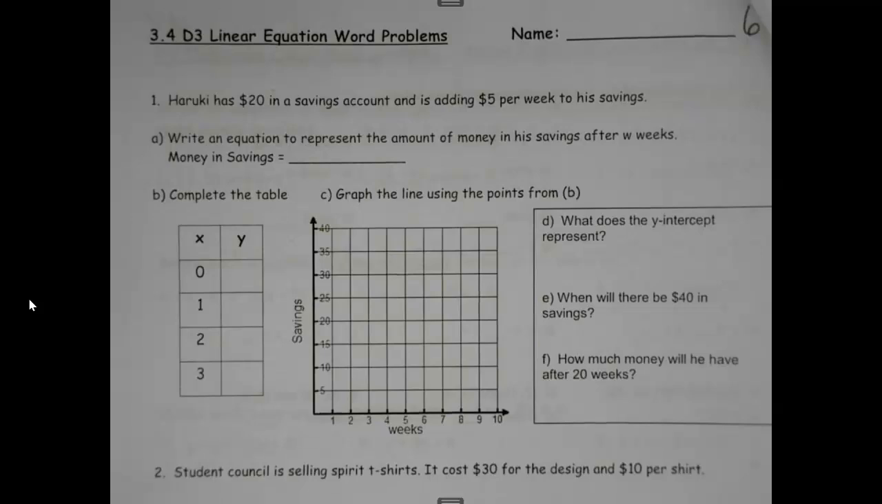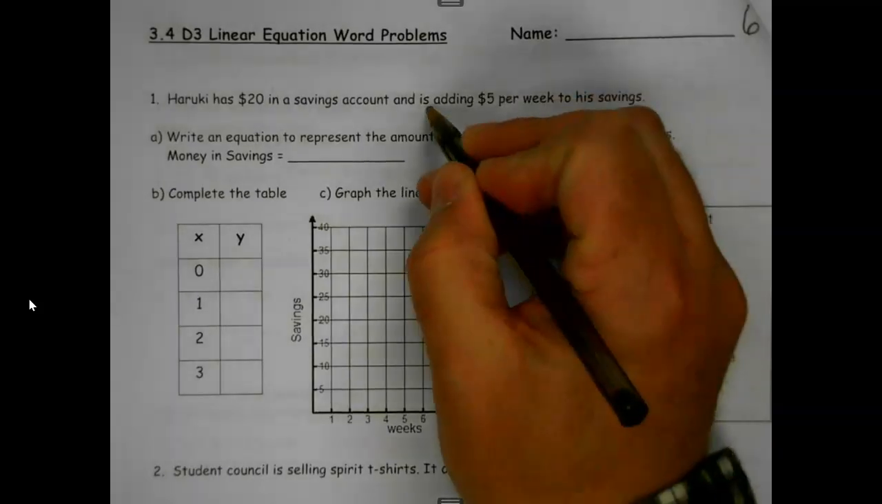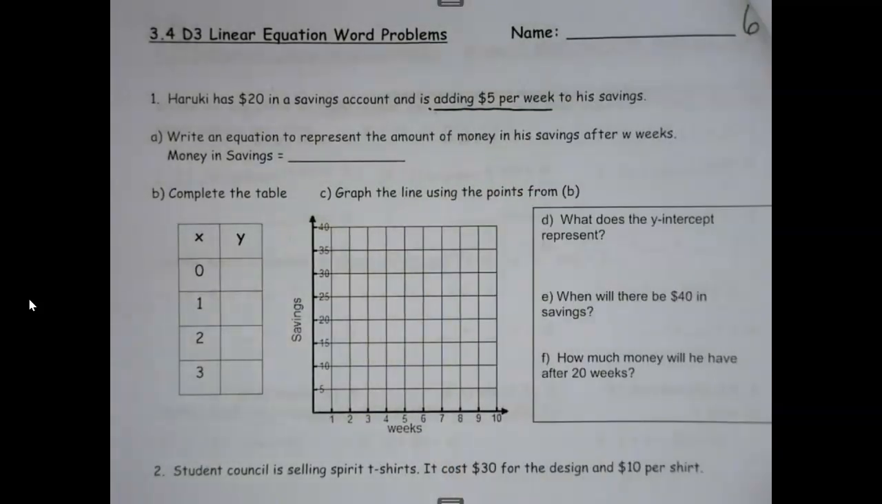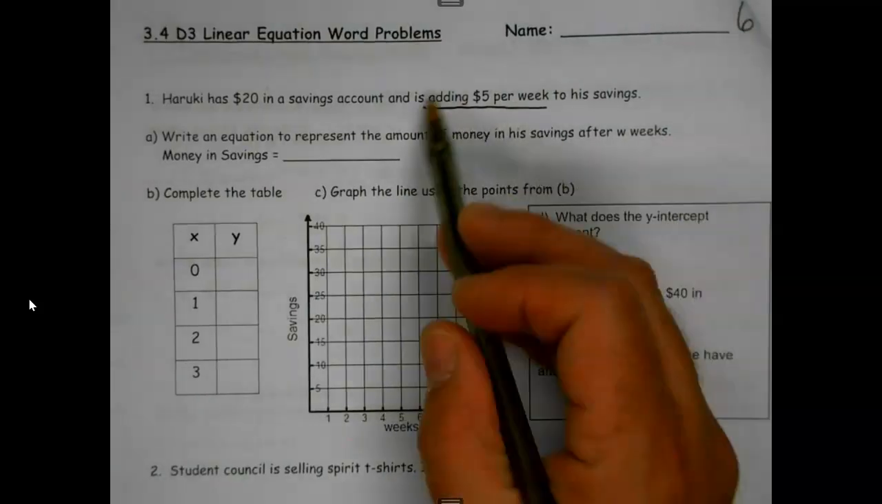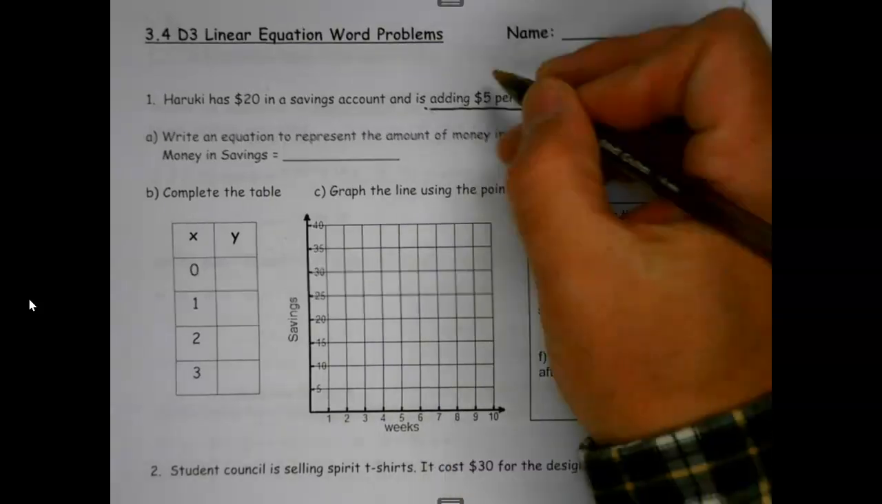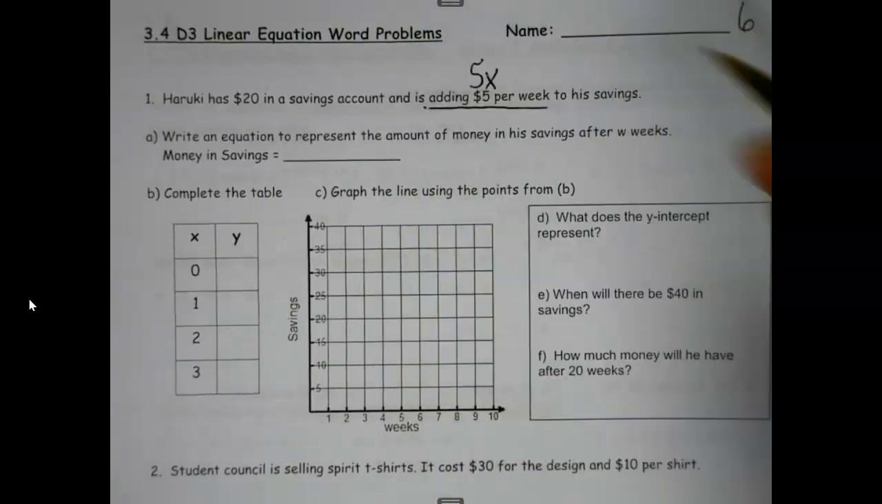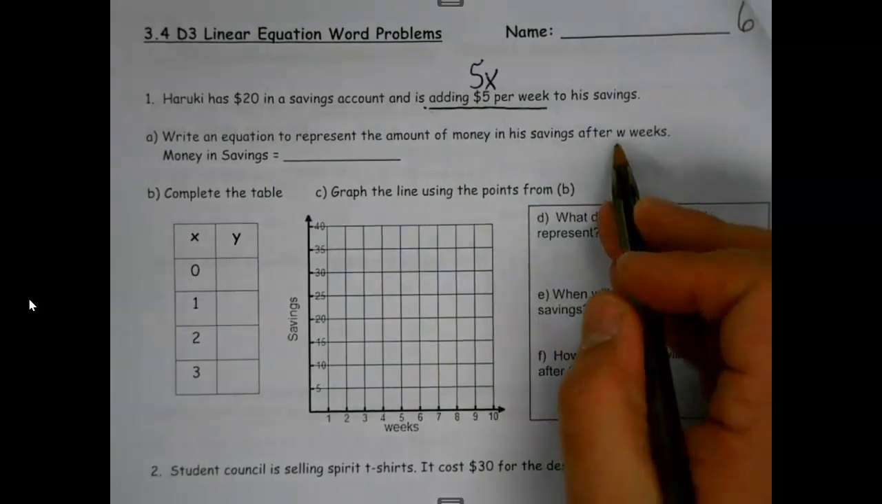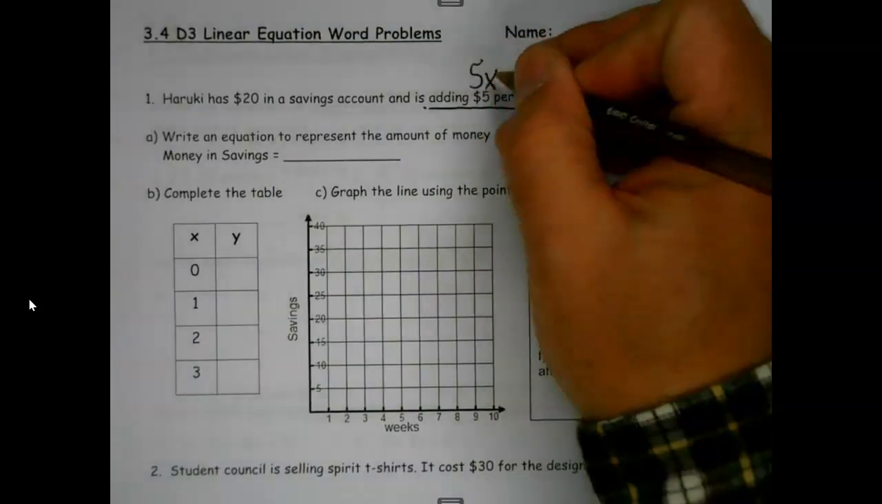So we're like, all right, Haruki, $20 in a savings account, it's just 20 bucks sitting there, and is adding $5 every week to his savings. So this is something that's variable. Depending on how many weeks there are, it's going to be an extra $5. So there's the place that we're looking with our variable. Oh, except I needed to read forward myself. The amount of money after W weeks. All right.